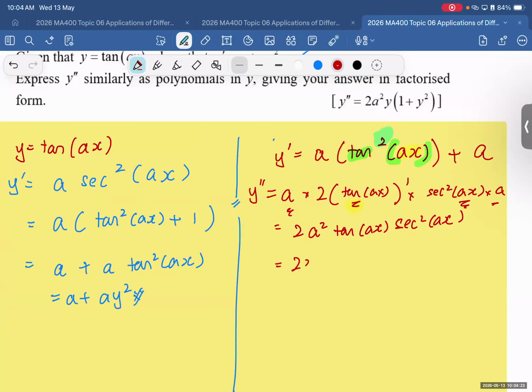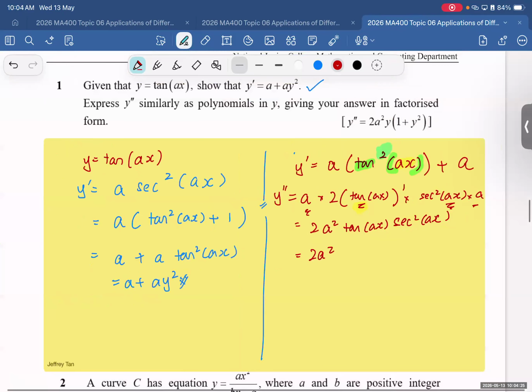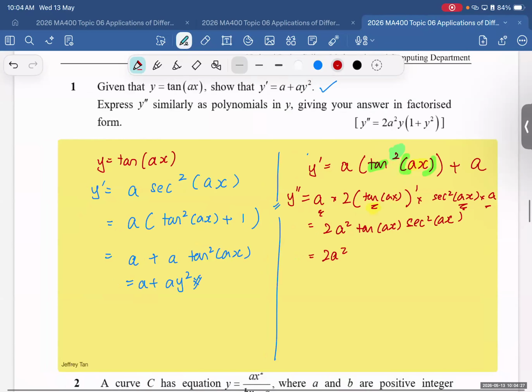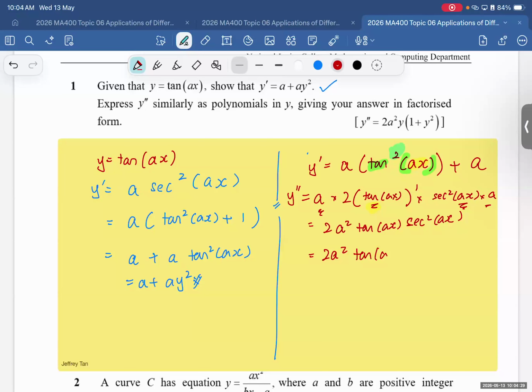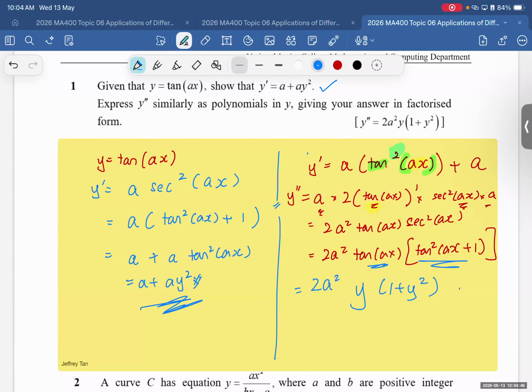2A square. So again, I change secant square ax to tangent square ax plus 1. You can see it's just the same as this. So this is 2A square, tangent ax is the same as y, what is this? 1 plus y squared. And then I am done. So that is question 1.